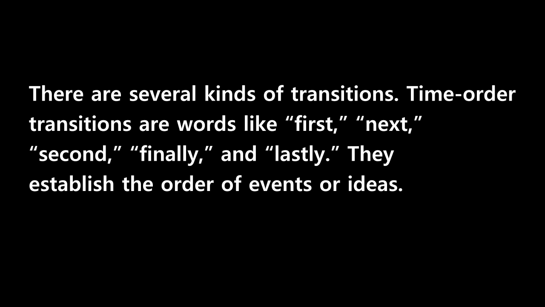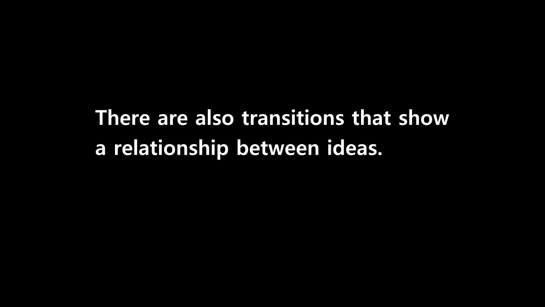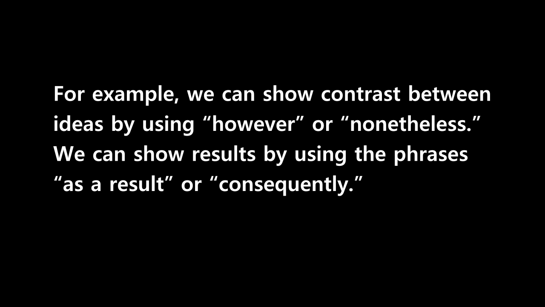There are several kinds of transitions. Time order transitions are words like first, next, second, finally, and lastly. They establish the order of events or ideas. There are also transitions that show a relationship between ideas. For example, we can show contrast between ideas by using however or nonetheless. We can show results by using the phrases as a result or consequently.